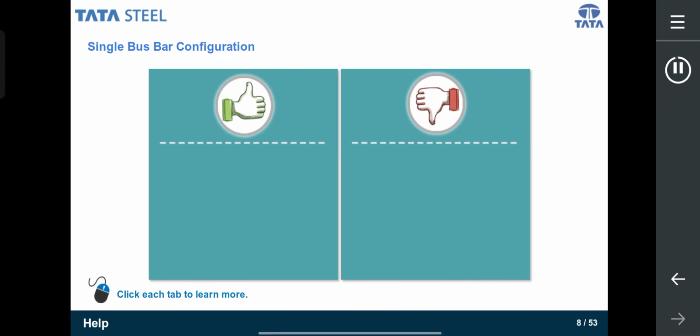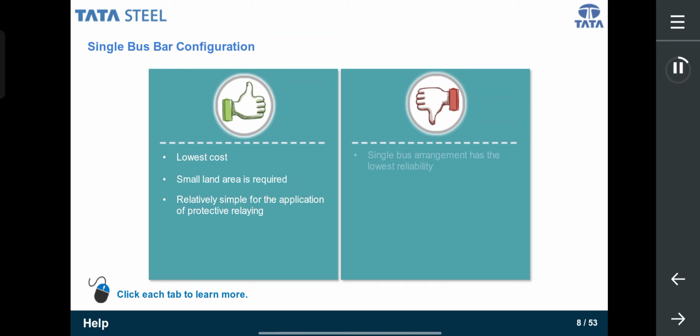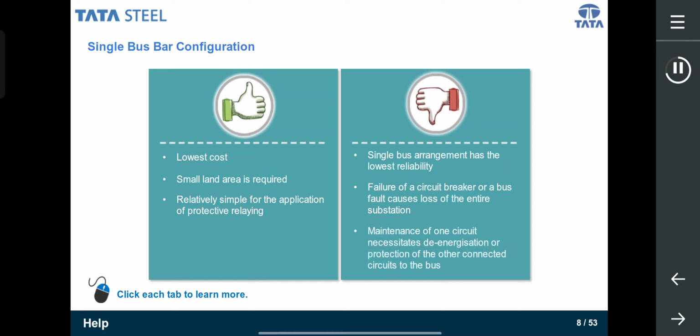Click on each tab to learn more. Its advantages are lowest cost, small land area required, relatively simple for the application of protective relaying. Its disadvantages are single bus arrangement has the lowest reliability. Failure of a circuit breaker or a bus fault causes loss of the entire substation. Maintenance of one circuit necessitates de-energizing or protection of the other connected circuits to the bus.